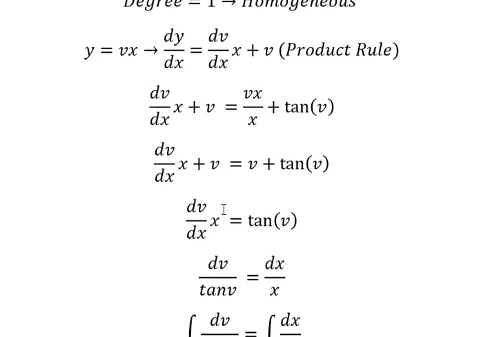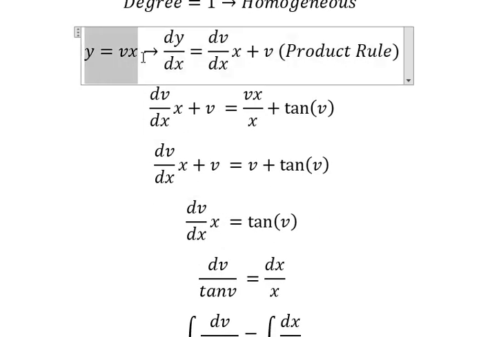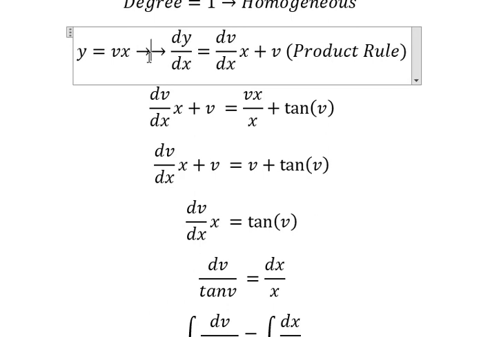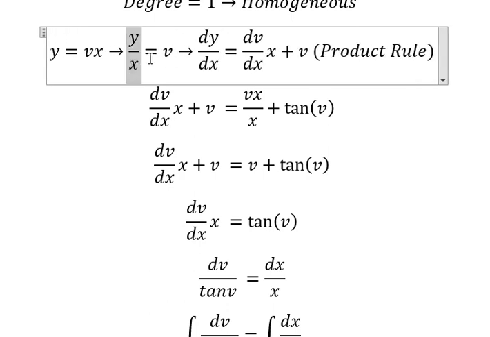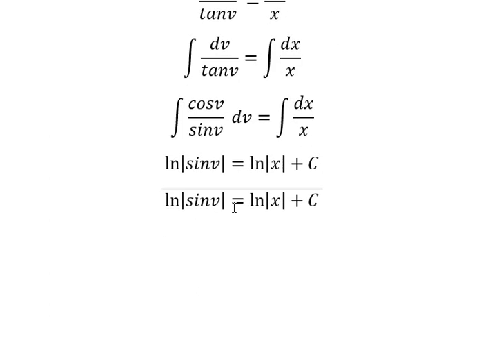About v, that is about this one, so we divide both sides by s. And now we need to change this one for here.